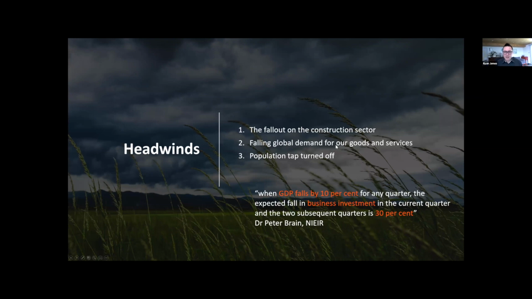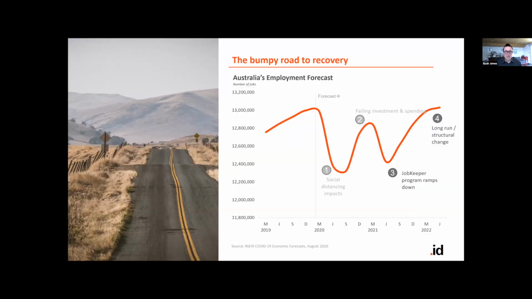The second thing is falling global demand for our goods and services. Now, that will have an impact if you're a direct exporter, but Australia has a strong export connection in a lot of its sectors. So whether you're direct or indirect, it's likely to have an impact on you. And I've already mentioned that population tap being turned off. So how are we going to deal with growth moving forward? So let's pull that apart a bit more.